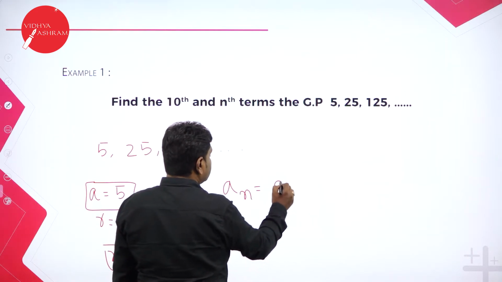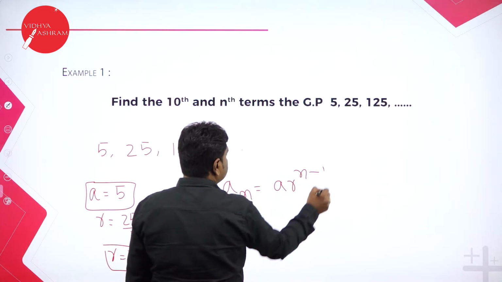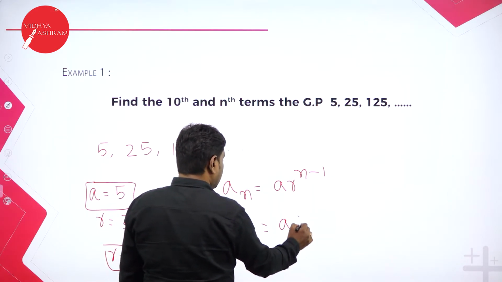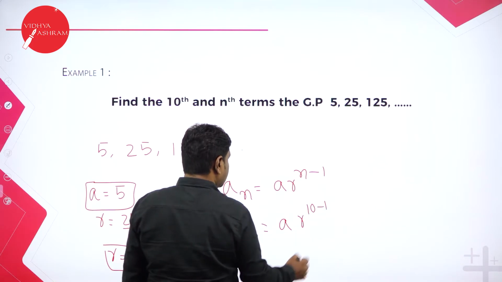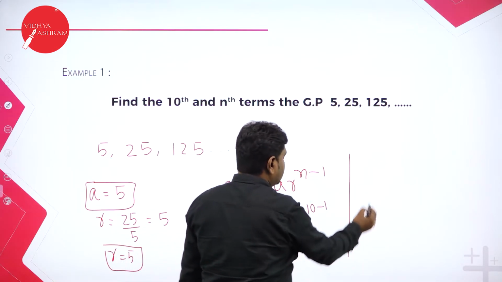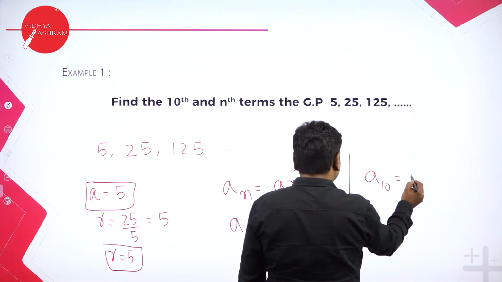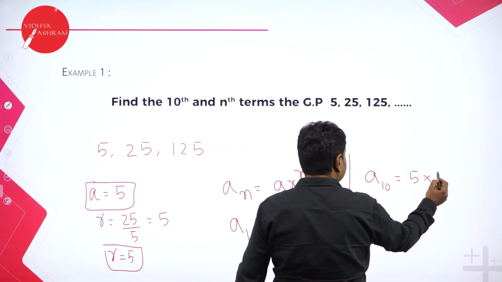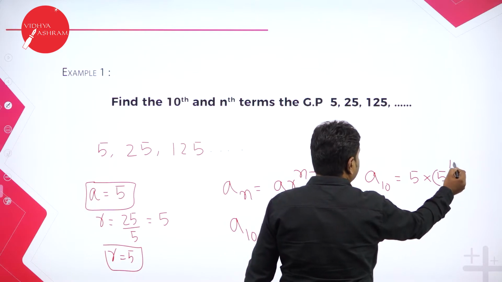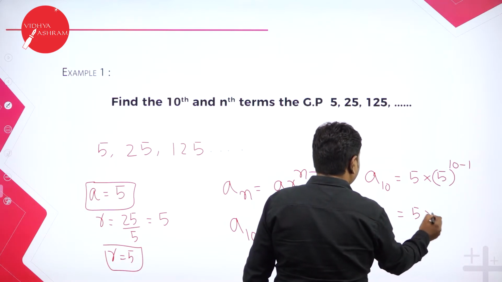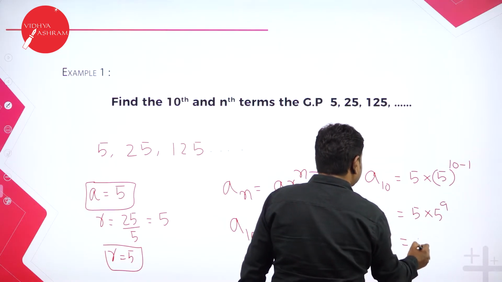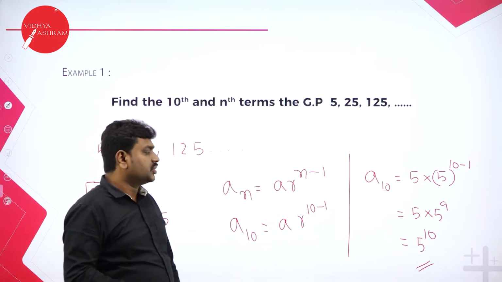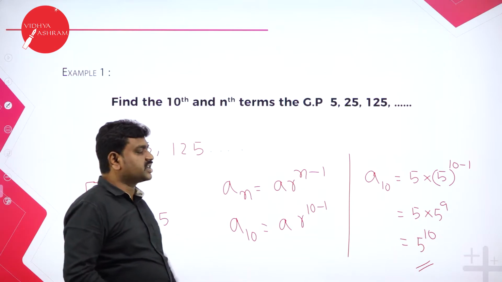An is A into R power n minus 1. This is the nth term. A10 is what? A into R power 10 minus 1. Simplify this. A10 is equal to A, the first term, that is 5, into R, the common ratio, also 5, power 10 minus 1, that is 9. So 5 into 5 power 9, or the 10th term is 5 power 10 in this case. 5 power 10 is a huge number, so no need to multiply and waste your time. You can write it as 5 power 10.